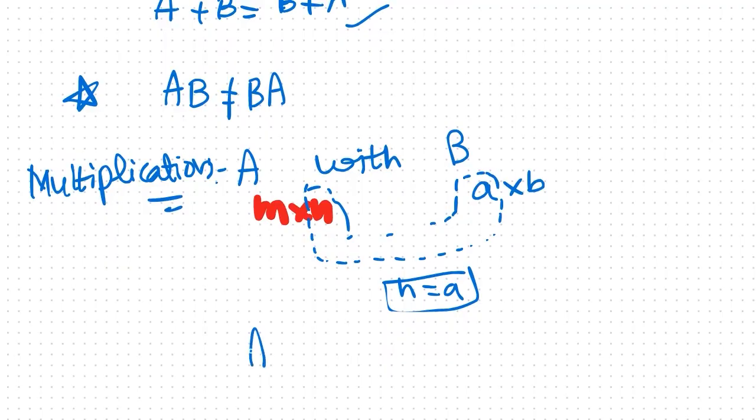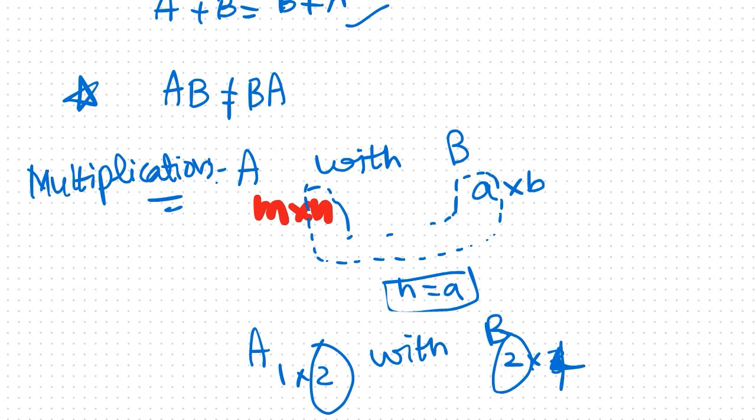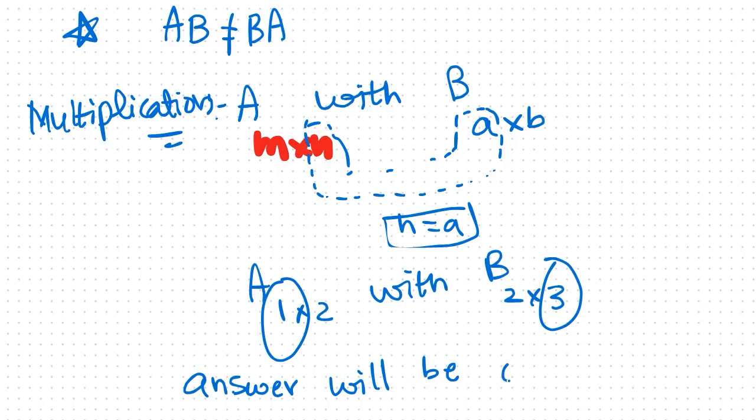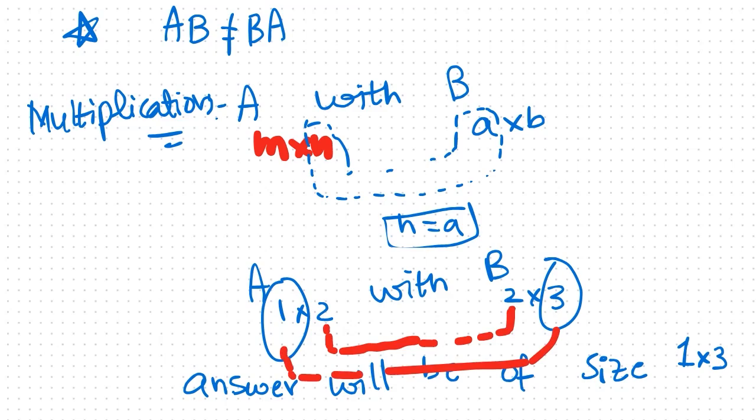So it's like you can multiply a matrix 1 cross 2 with 2 cross 3, or 2 cross 4. It's just that these two numbers have to be the same. Columns should match. The answer will be a matrix of order 1 into 3, of size 1 cross 3. So two things: these middle numbers have to be equal, and the outer numbers will be the size of the answer.